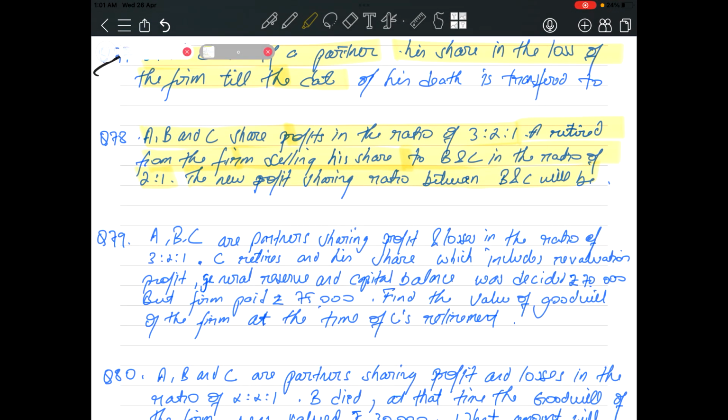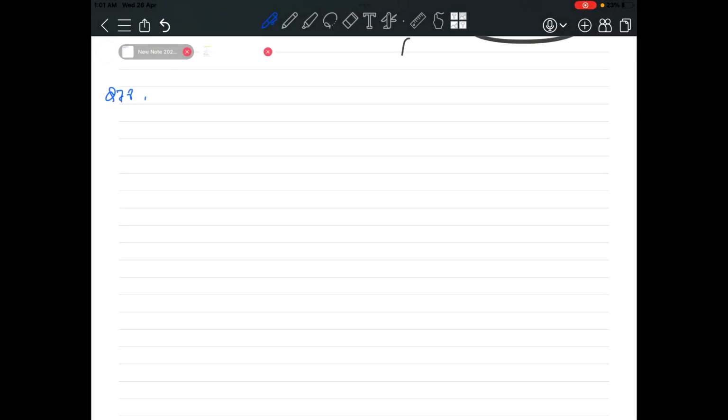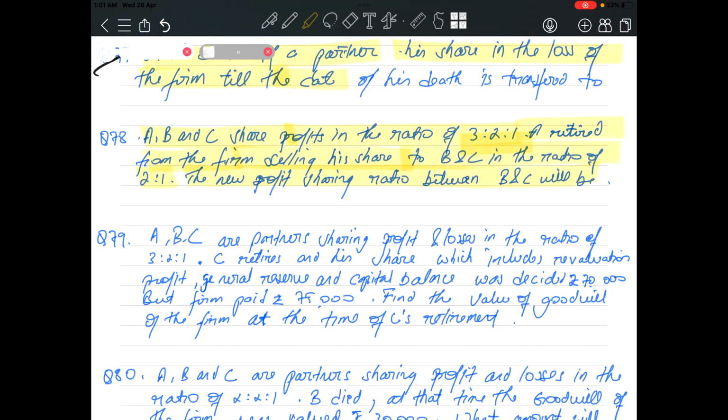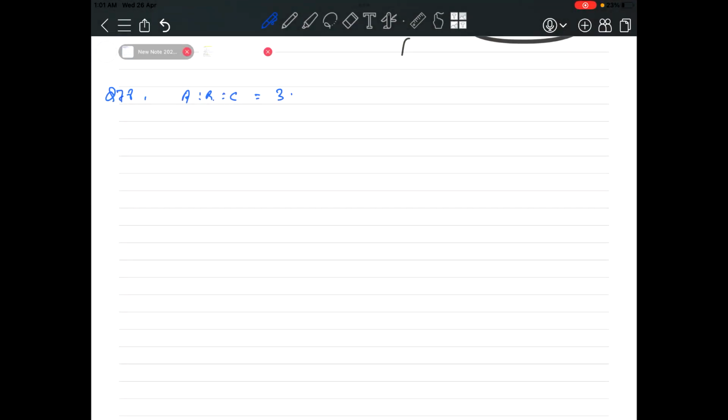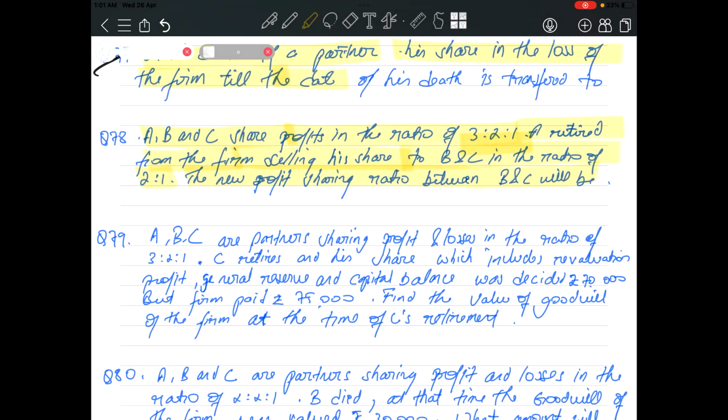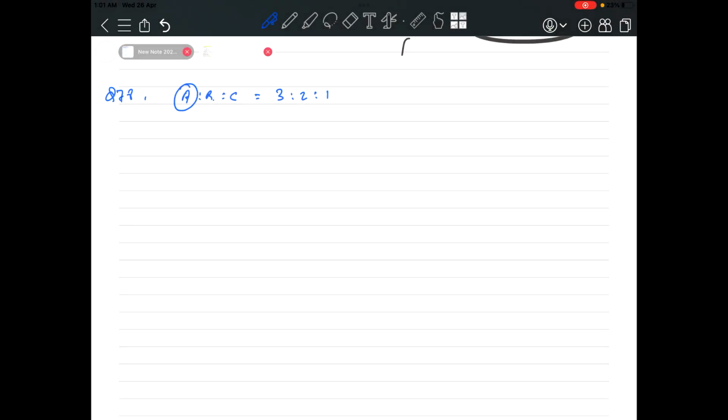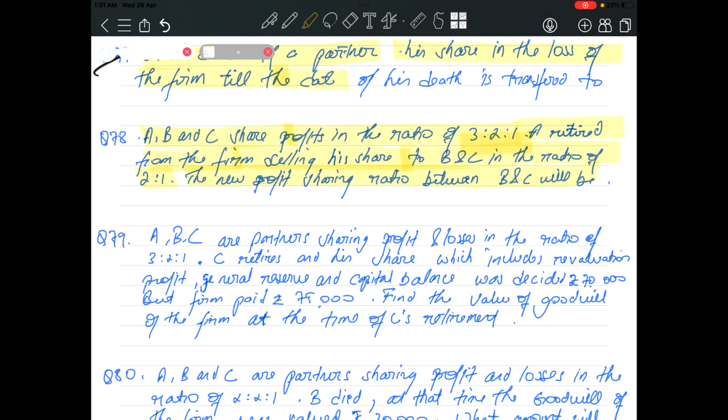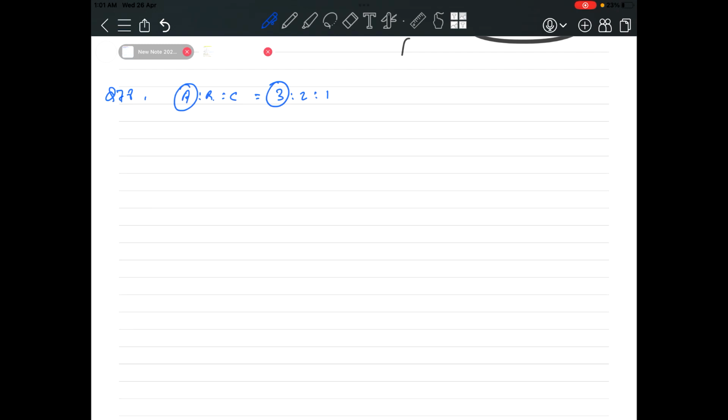A, B and C are partners sharing profits in the ratio of 3:2:1. Okay, now who is retiring? A is retiring. A retired from the firm, selling his share to B and C in the ratio of 2:1. Okay, so B and C basically will get A's share in the ratio of 2:1. Now the requirement of the question is to find new ratio.